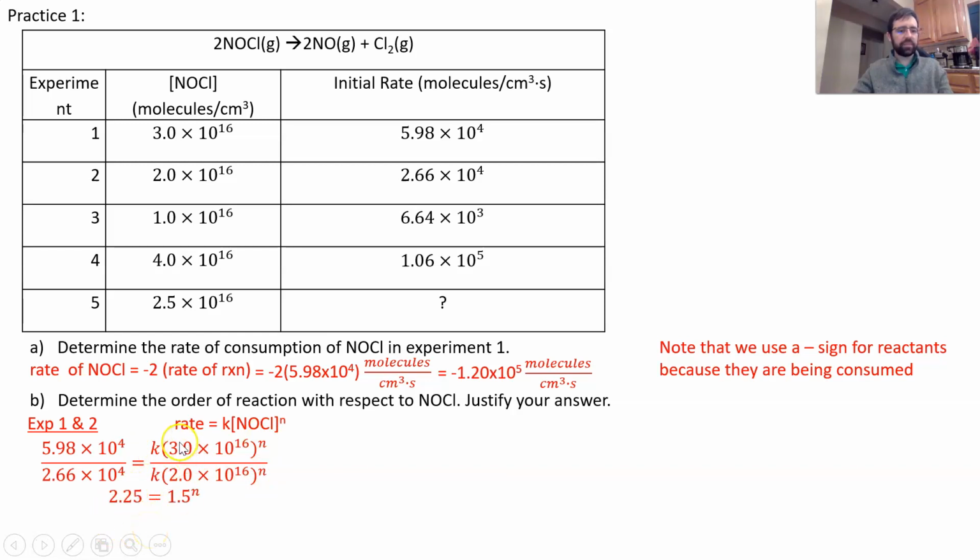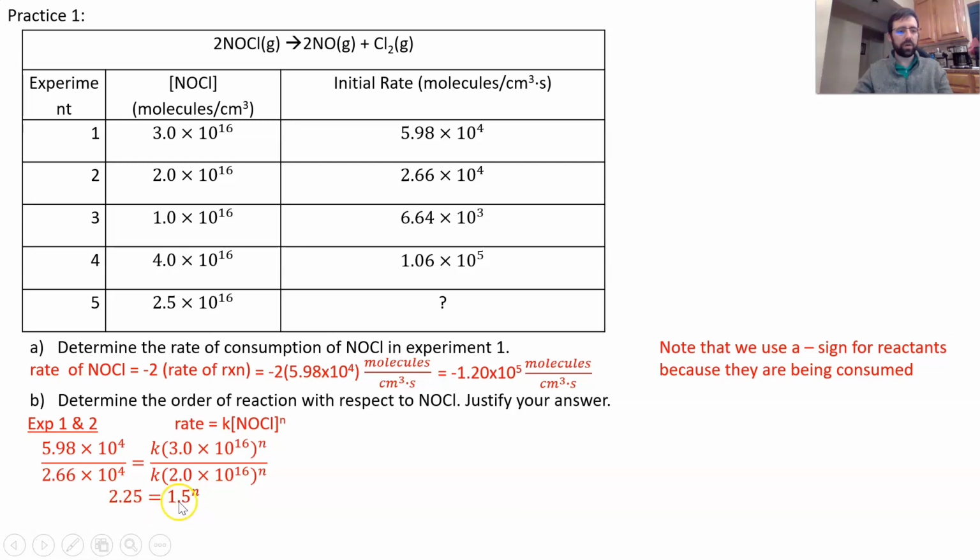When I divide this out, 3 over 2 is 1.5. 10 to the 16th cancels out. K cancels out. The 10 to the 4th cancels out. And this is essentially 6. Anyways, you can divide it out to get a more exact answer. You get 2.25 equals 1.5 to the n.